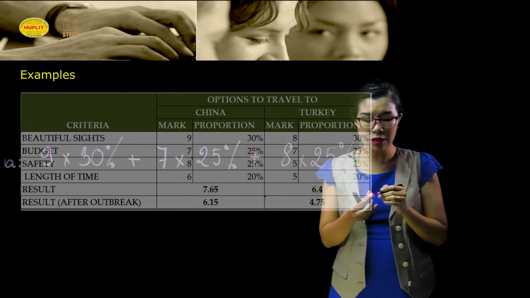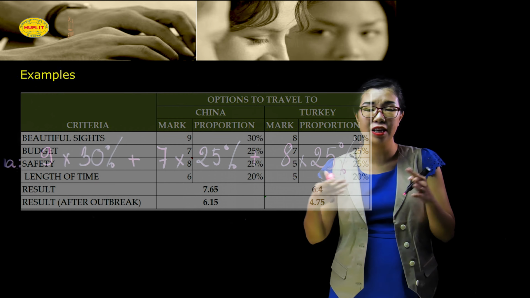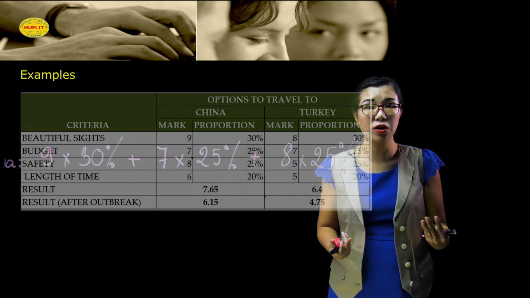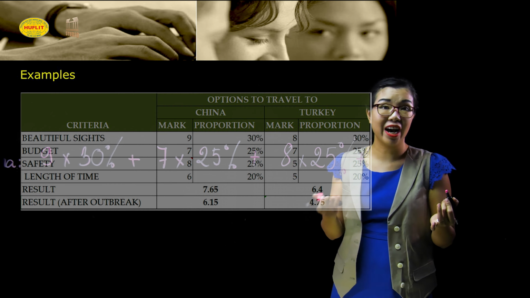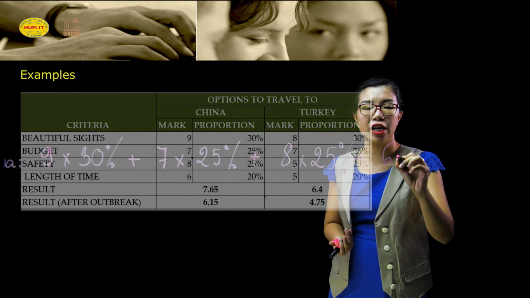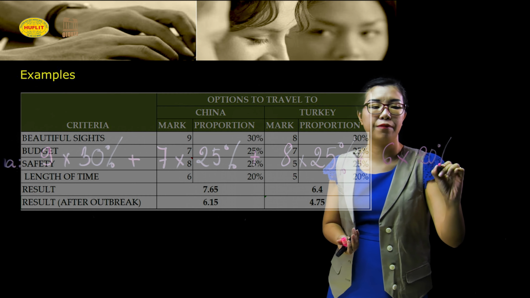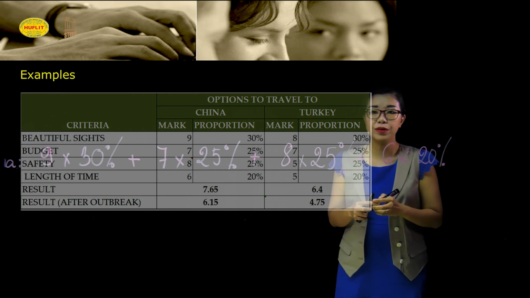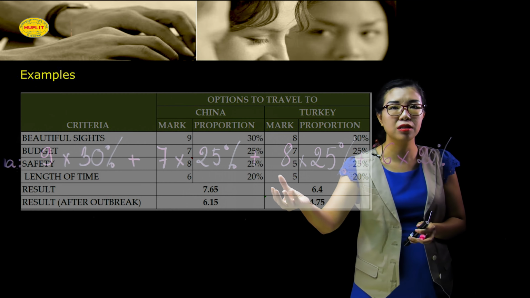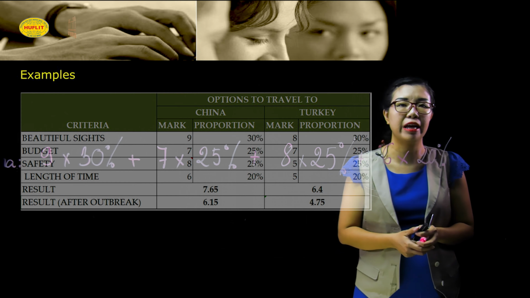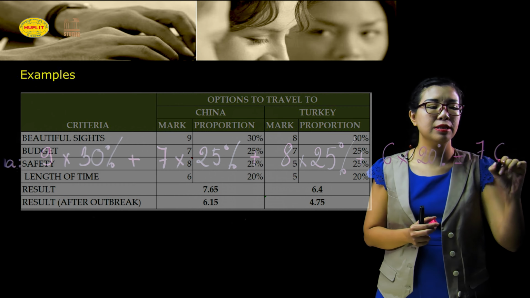And the last but not least is length of time, because of course China is close to Vietnam. So the length of the flight is going to be shorter, and that's why we mark China higher than Turkey. So we get China 6. We times it with 20% for the length of stay. So after I put all of the variable data times the proportion, I have the whole equation here, and that's why I have the result of 7.65.